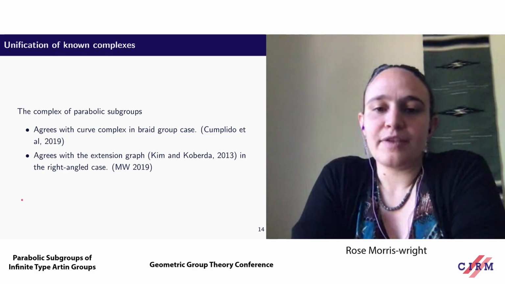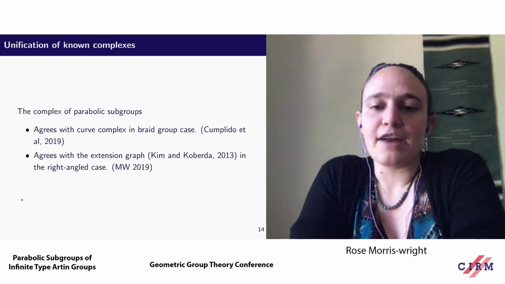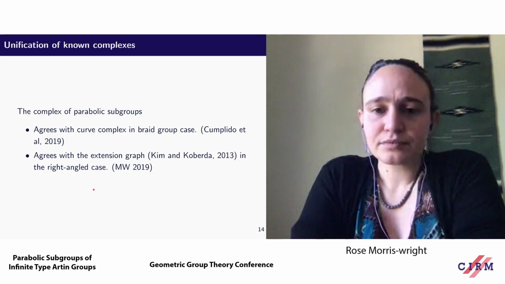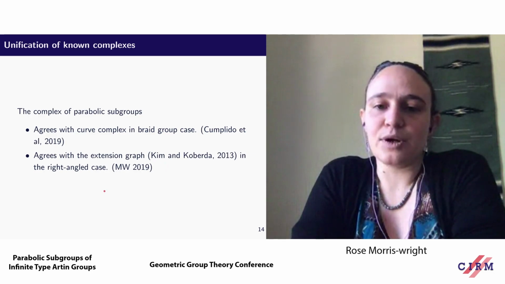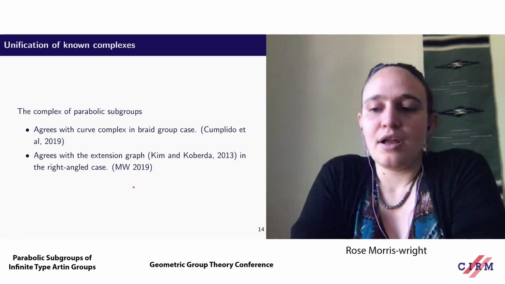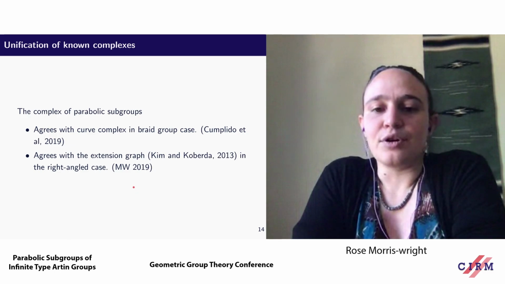And the other thing is that it agrees with something called the extension graph, which is a graph defined by Kim and Koberda for right-angled Artin groups. And this is one of the examples of the spaces that are really considered to be a good analog for the curve complex in the right-angled Artin group case. So the fact that it agrees is a good sign for us in terms of we're trying to define this analog.